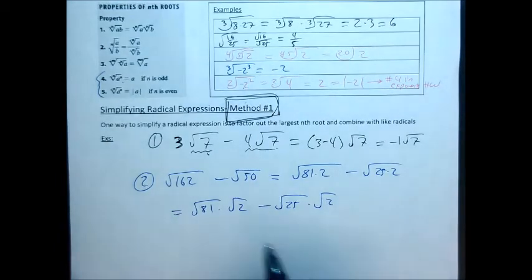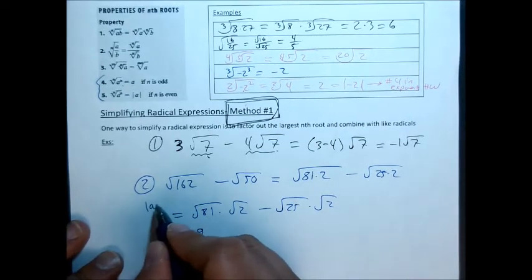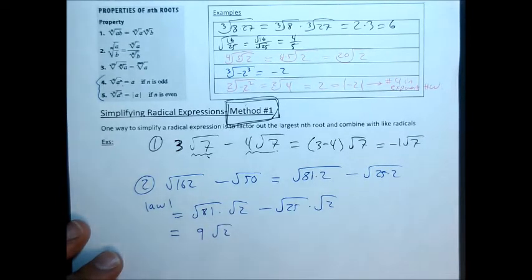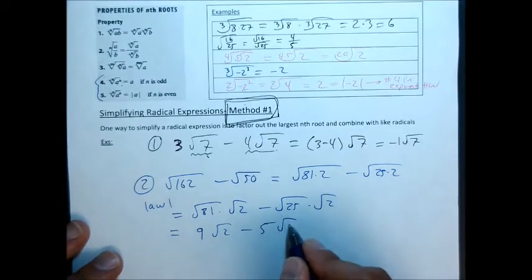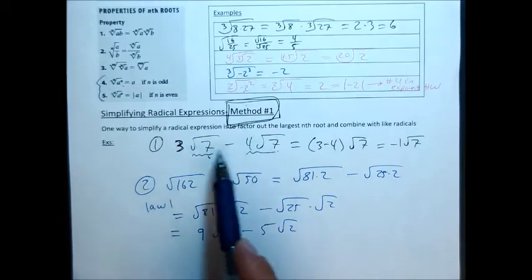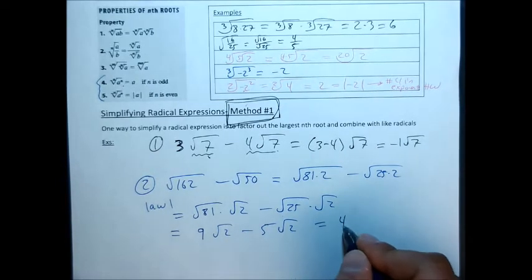And now we're able to do the square roots of 81 and 25, right? Square root of 81 is 9. Now this is law number 1, by the way. So square root of 81 is 9, square root of 2 is square root of 2, square root of 25 is 5, and square root of 2 stays the same again. And now we have the same situation as above, where we have 2 of the same roots being subtracted. 9 square roots of 2 minus 5 square roots of 2 is 4 square roots of 2.